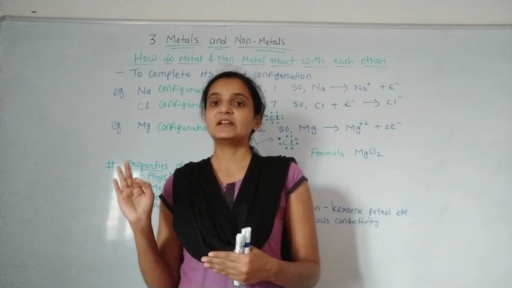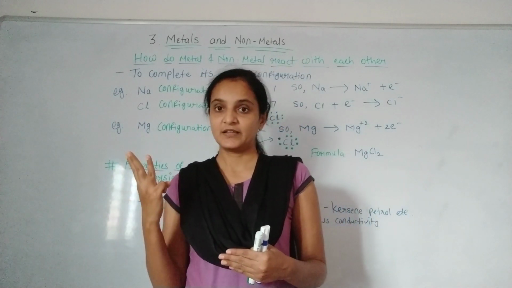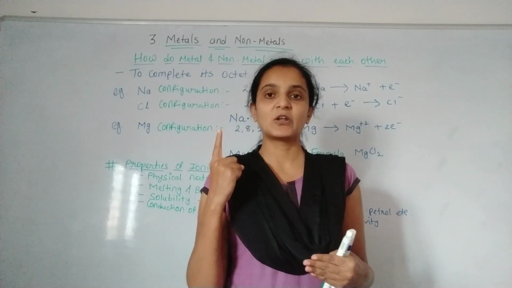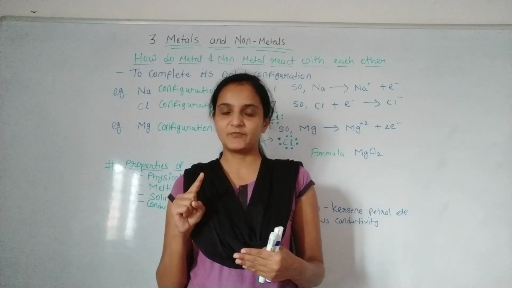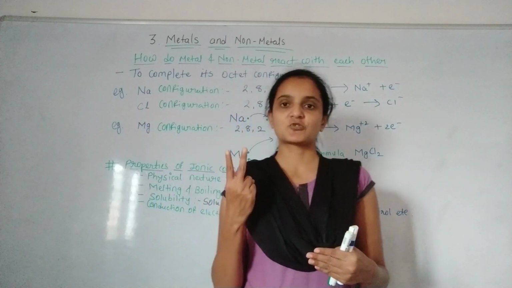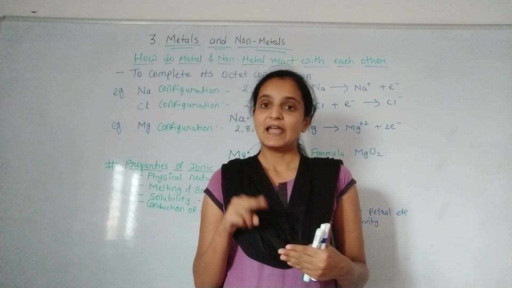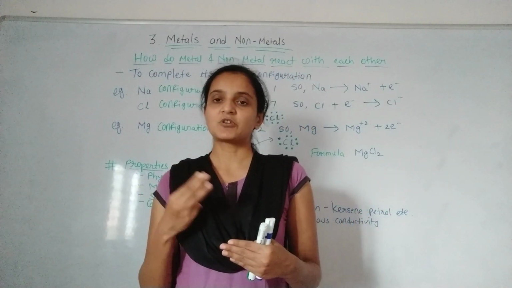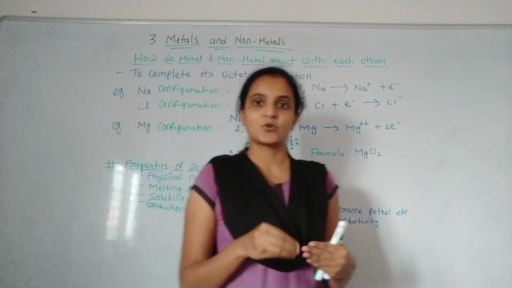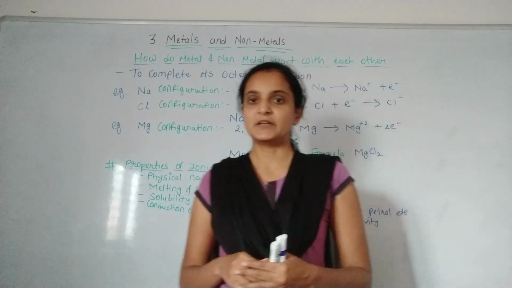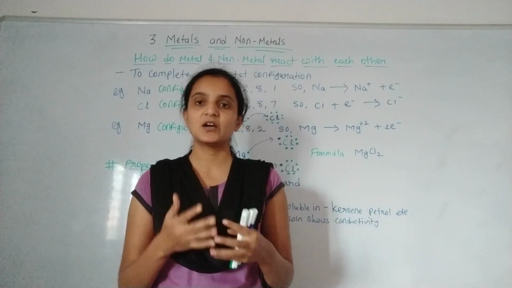If an element has 1, 2 or 3 electrons in its outermost orbital, then obviously 1 electron requires 7 more electrons to complete its octet configuration. In exactly the same way, an element with 2 electrons in its outermost orbital will require 6 electrons, and an element with 3 electrons in its outermost orbital will require 5 electrons to complete its outermost orbital. But that would not be possible. So what will they do? They will donate the electrons.